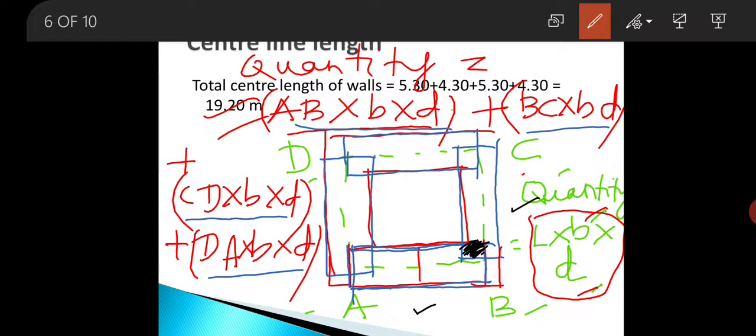Similarly, for BC and CD wall, there is also another common portion, this portion. Next one is CD and DA. In CD and DA, this portion is common, and in DA and AB, this portion is common. That means when we are taking DA portion, we have taken this portion, and again for AB calculation, we have taken this portion. That means this portion is coming twice.